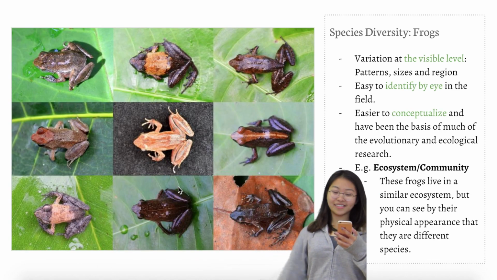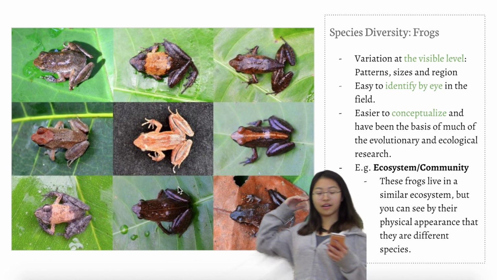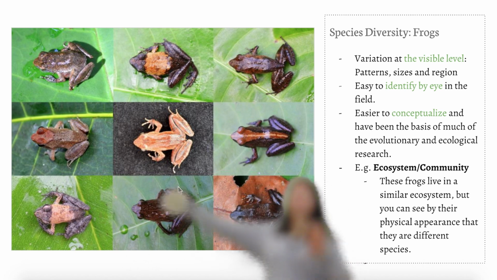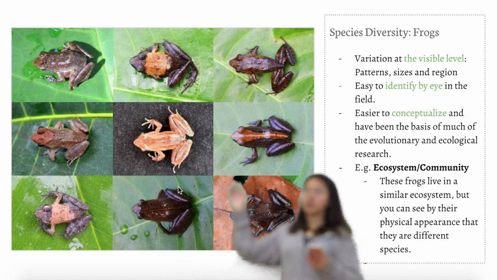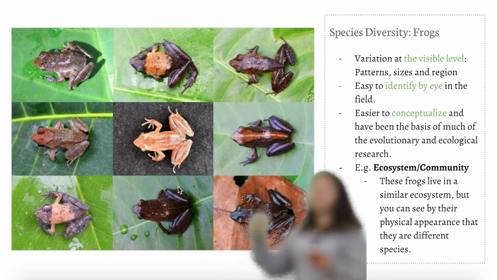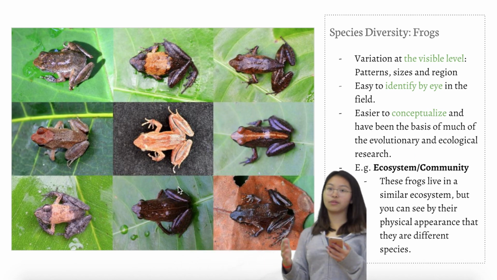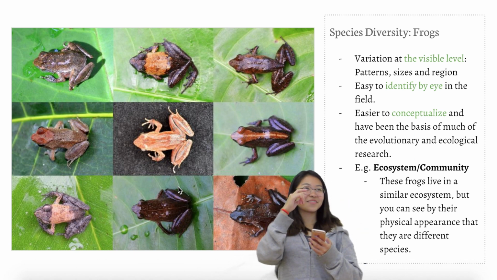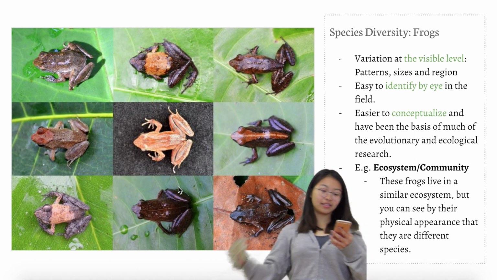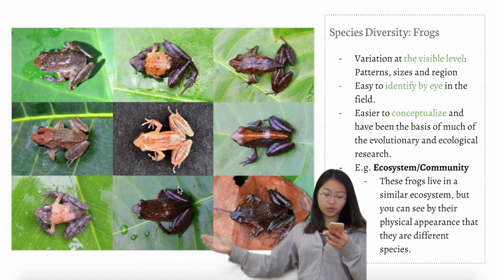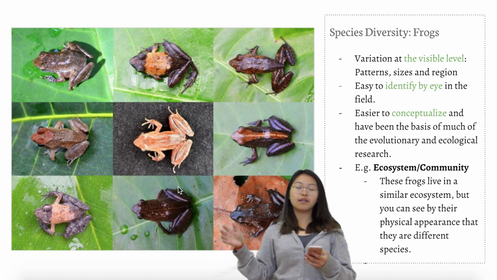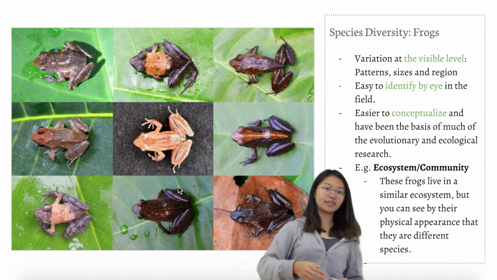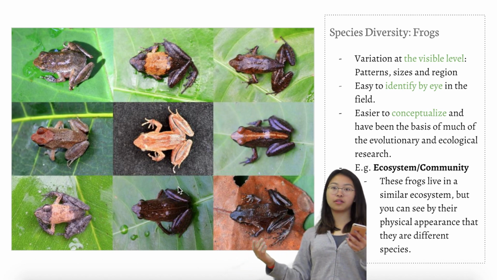Next, there's species diversity, which is variation at the visible level, meaning that the patterns, sizes, and the places that these animals or organisms live are visibly different. So you can see them with the naked eye without the microscope, which is what you need for genetic diversity. So they're easier to conceptualize and have been the basis of evolution categorizing since a long time ago, because back then scientists didn't have molecular level genetics.